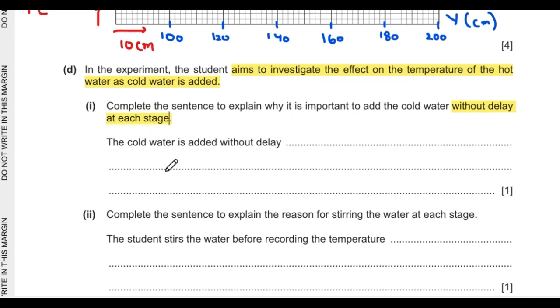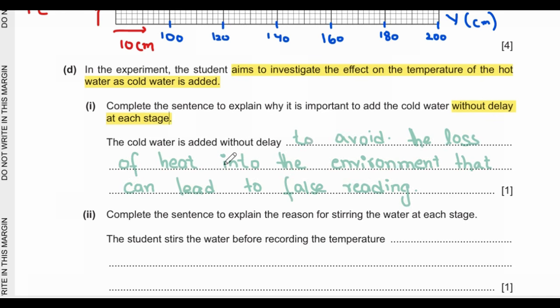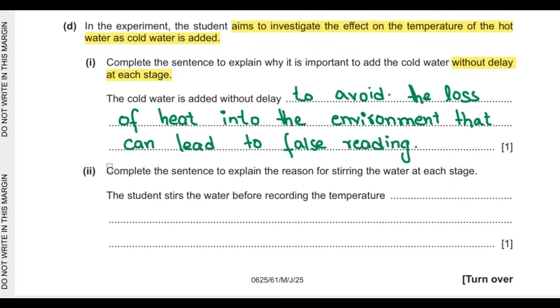Because if you delay the process of adding cold water and measuring the temperature, the heat would be lost in the environment and the values you will get will not be the accurate values. So the cold water is added without delay to avoid the loss of heat into the environment that can lead to false readings. Second part says complete the sentence to explain the reason for stirring the water at each stage.